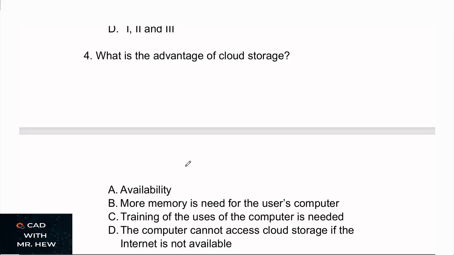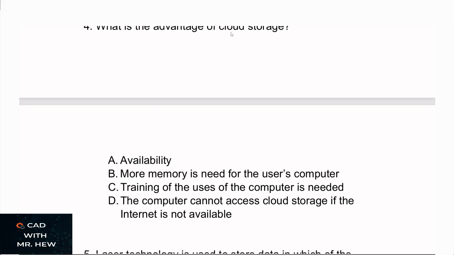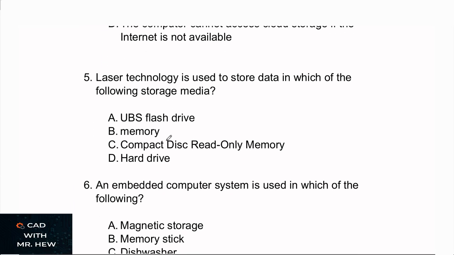What is the advantage of cloud storage? So A, we have availability. B, we have more memory needed for the user's computer. C, training of the users of the computer is needed. D, the computer cannot access cloud storage if the internet is not available. The answer is A, availability. Okay, so that's 4. The answer is A. All right, question 5.